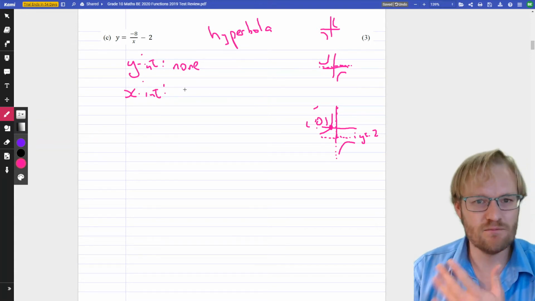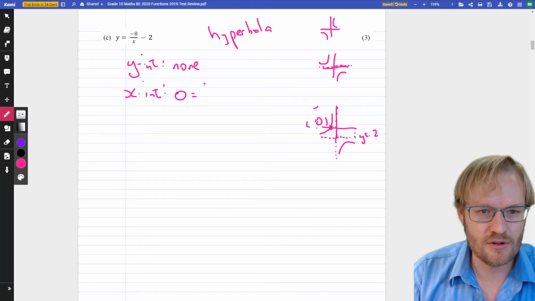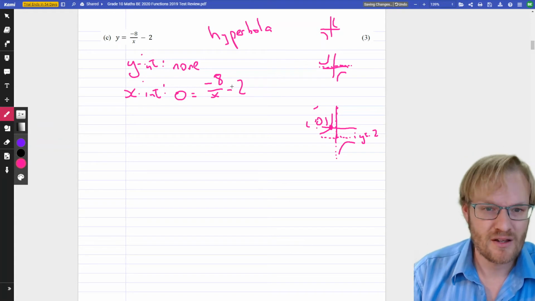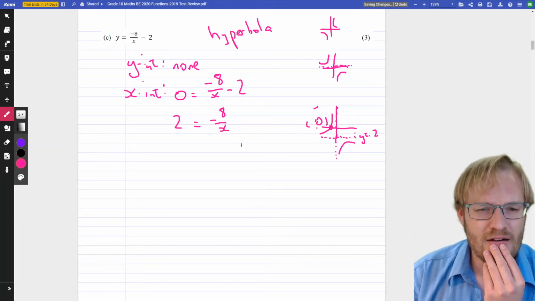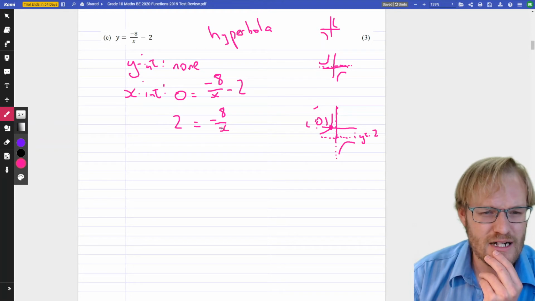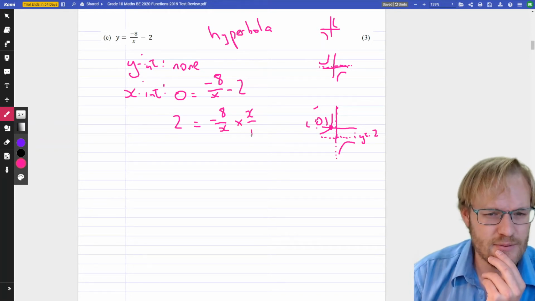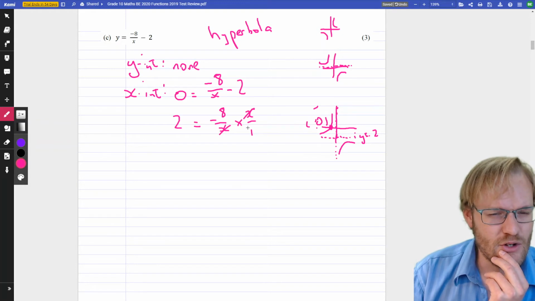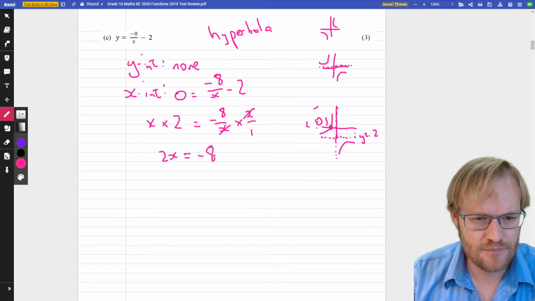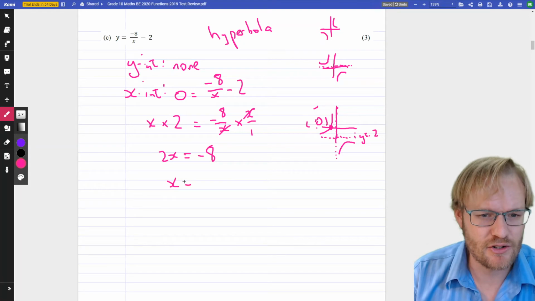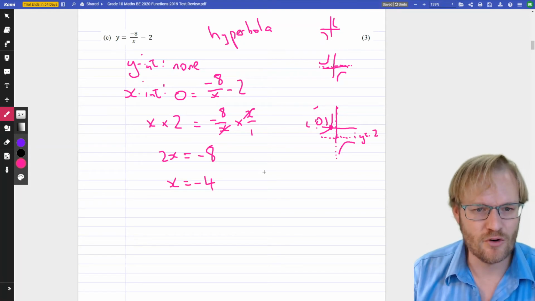Just like we've always been doing with functions, 0 equals minus 8 over x minus 2. There's an equation to solve. Let's add 2 to both sides. So we've got 2 equals minus 8 over x. Now I don't like this fraction, so I'm going to times this by x, because then these are going to cancel. Whatever you do on one side of your equation, do on the other. So we've got 2x equals minus 8. Well, that's easy. Divide both sides by 2, x equals minus 4.